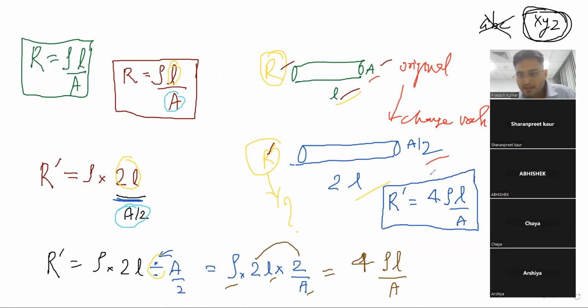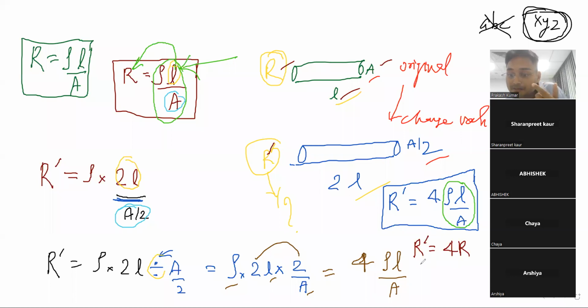Now next point. Look at this rho L by A. Have you seen rho L by A somewhere? Yes sir, it was the resistivity formula, the original resistance. This rho L by A is the earlier resistance R, right? Abhishek, what is happening with this one and this one? 4 into rho L by A is 4R. So the new resistance is 4 times the earlier resistance.